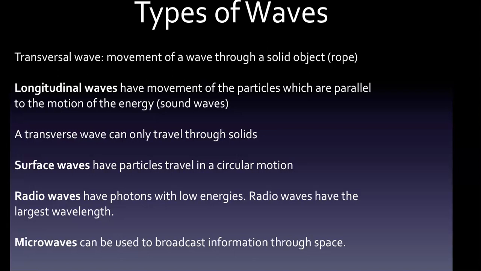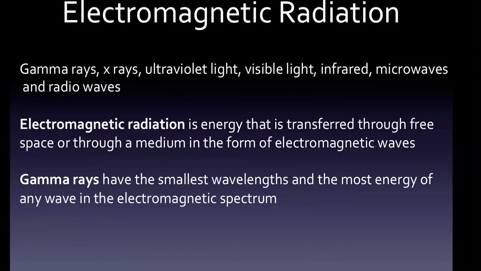Radio waves have photons with low energies. Radio waves have the largest wavelength. And then finally, microwaves can be used to broadcast information through space. They're good for transmitting information because the energy can go through substances such as clouds and light rain. Forms of electromagnetic radiation include gamma rays, X-rays, ultraviolet light, visible light, infrared, microwaves, and radio waves. And yes, you'd like to be familiar with all those examples.